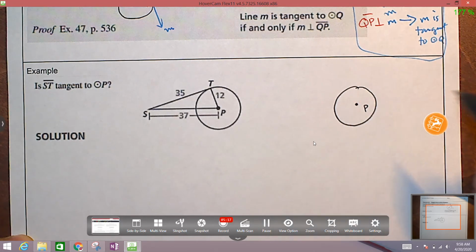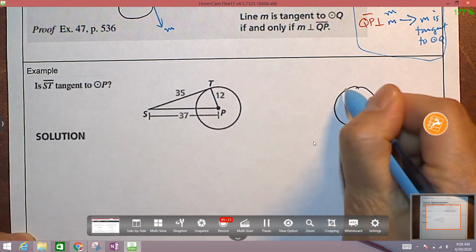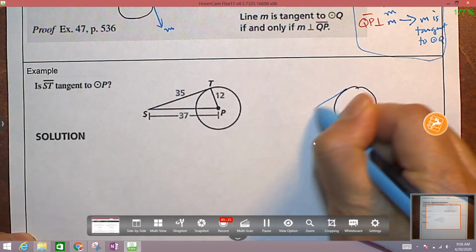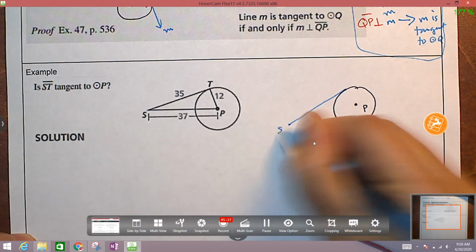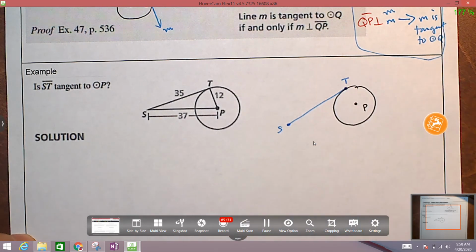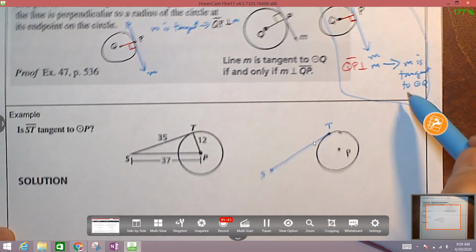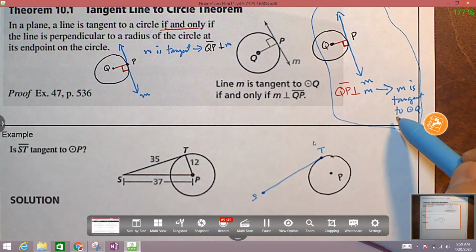Okay, we have circle P that's sitting there minding its own business. And now we have a line segment. Not a line, but a line segment. ST. There's S, there's T. This line segment intersects the circle, and we want to know, is this tangent?